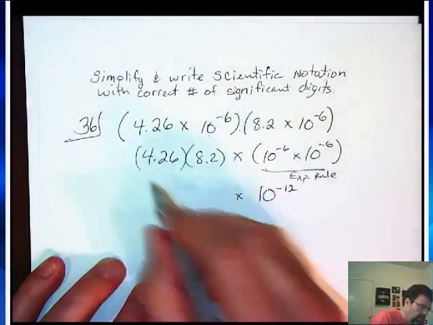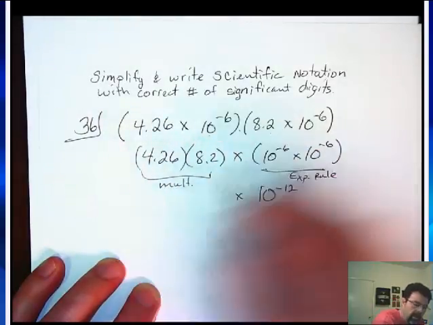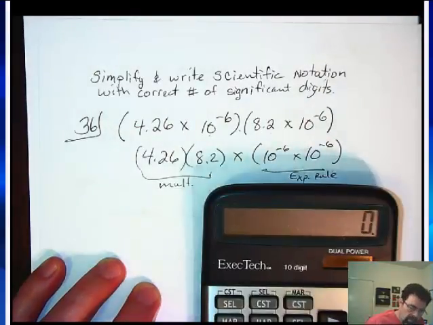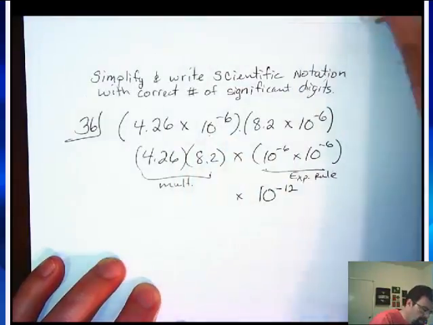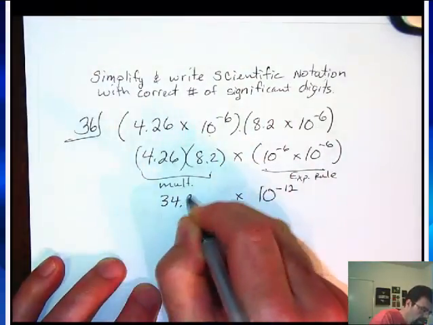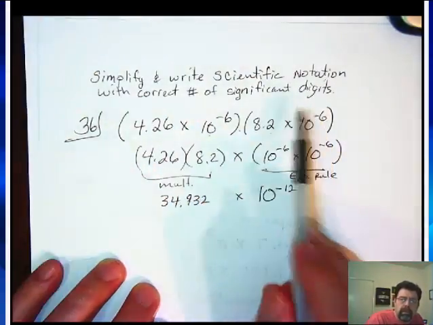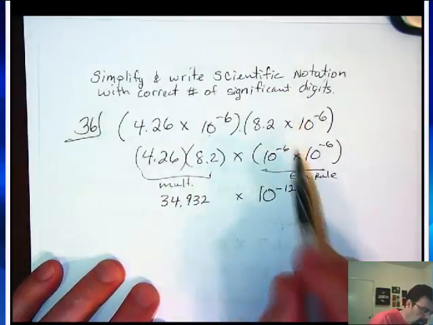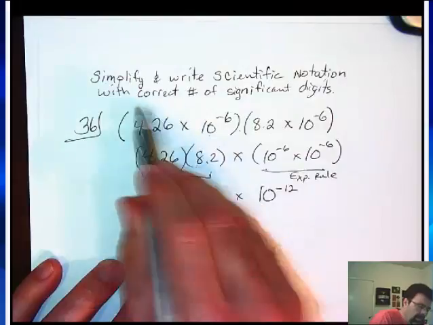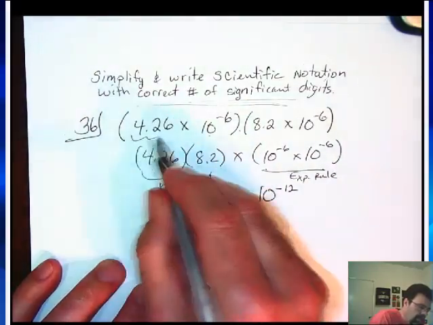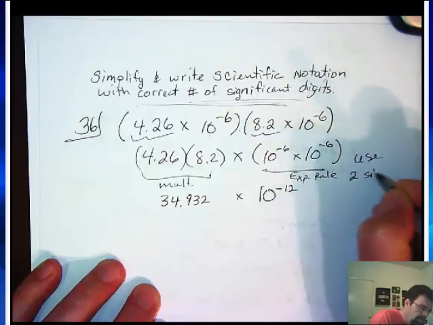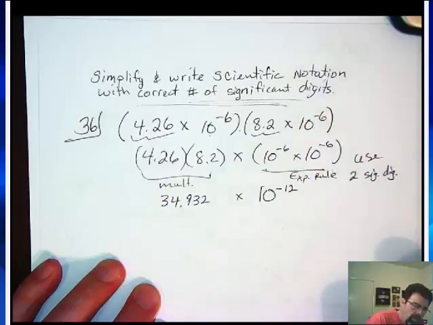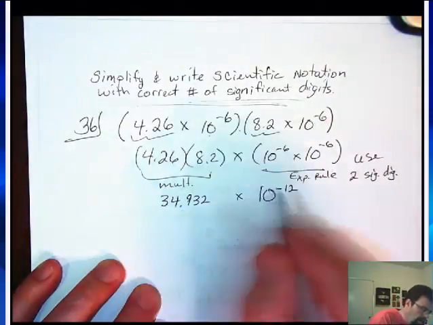And this I'm just going to multiply using my calculator. So 4.26 times 8.2 is 34.932. And we want it in scientific notation, and we want to use the correct number of significant digits. So this has 3, this one has 2, so we're going to use 2 significant digits. Okay, so I'm going to round it to 2 places, so that's 35.